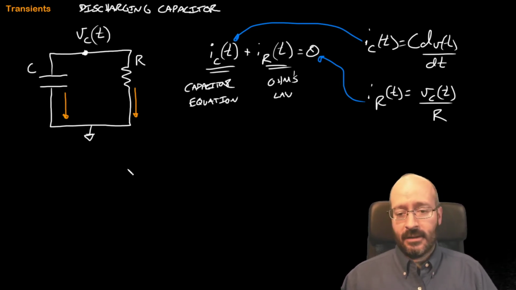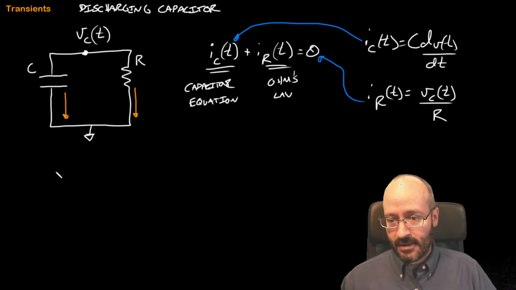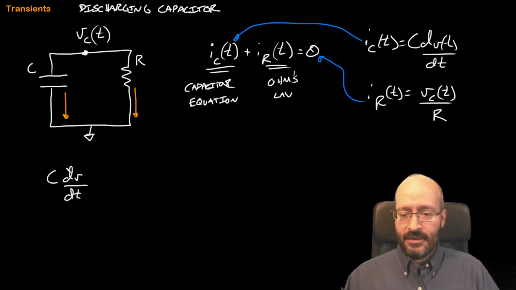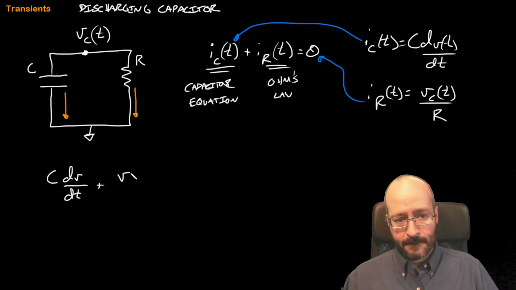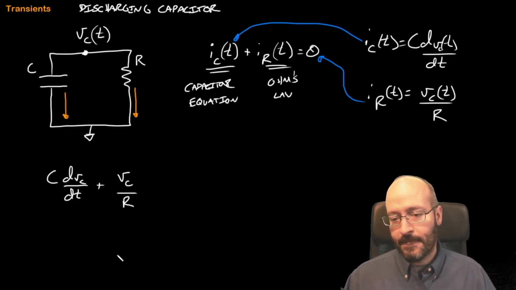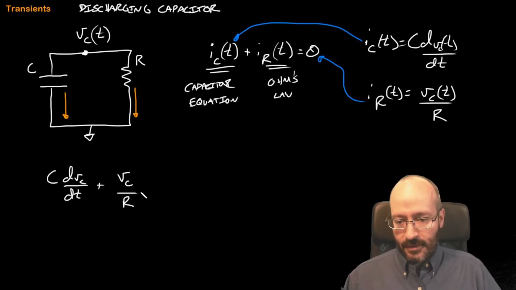Okay, what's that going to look like? That's going to look like this. I'm going to bring it down over here. C dV, forgive me if I drop the of t, it's just more writing. And we know that lowercase v is time transient. So C dV dt plus Vc over R. I should have a subscript of C in there. All right, and that equals 0.